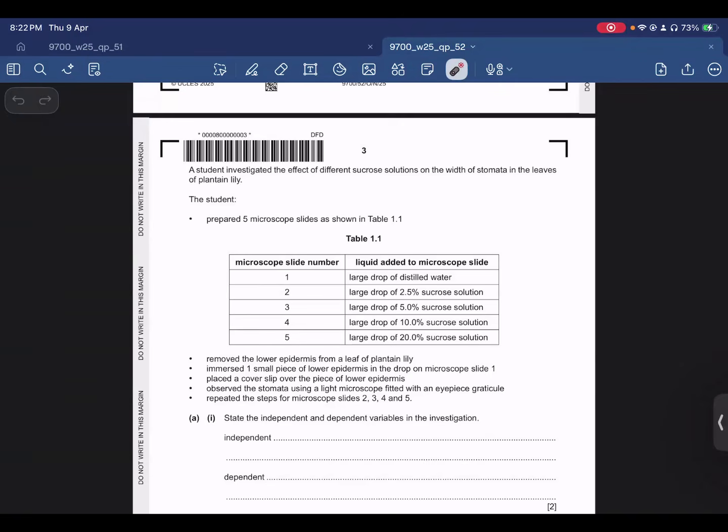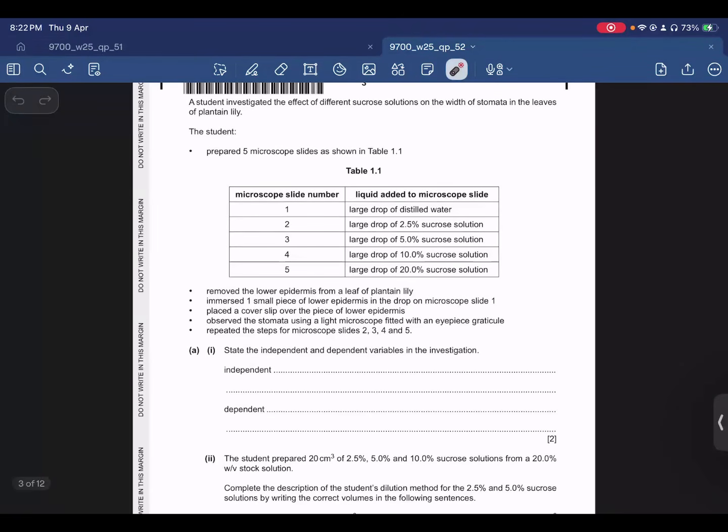Acha, the entire question. Okay. So could you tell me what's the independent and the dependent variables? The independent is going to be like the sucrose solution concentration, and like the dependent, it's going to be the width of this tomato. बिल्कुल सही.